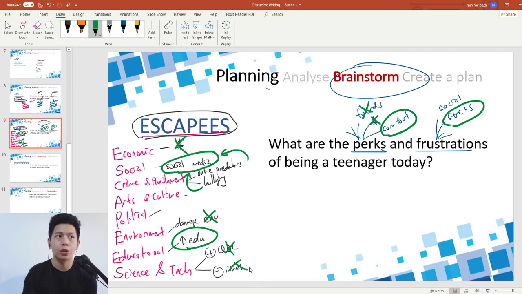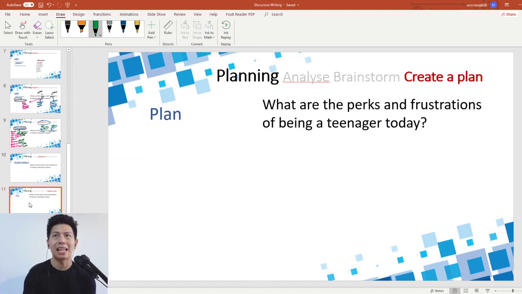Once you're done, you go on to create a plan. How does a plan look like? You always have an introduction, definitely. You always have a conclusion. But how many body paragraphs are you gonna have? That's the question you gotta ask yourself. What are the perks and frustrations of being a teenager? You see the S over there.